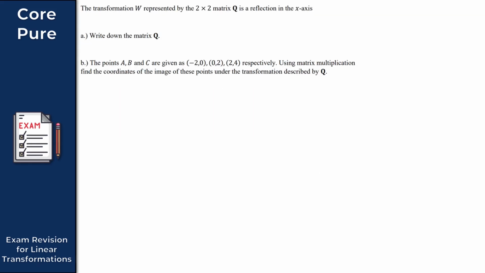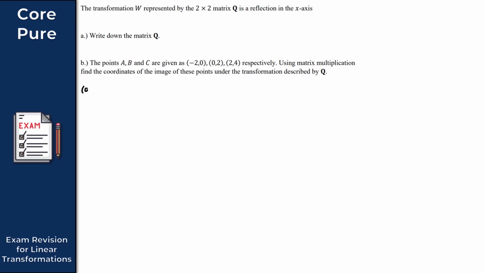So moving on to the next question, let's have a go at question 2. Now for question 2, what we've got here is the transformation W, represented by the 2 by 2 matrix Q, is a reflection in the x-axis. So all we want to do here is just write down the matrix Q. Now again, this is just one of those things that you do need to recognize and be familiar with. So basically, let's just do this underneath them.